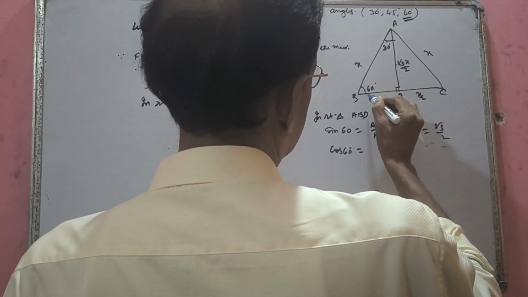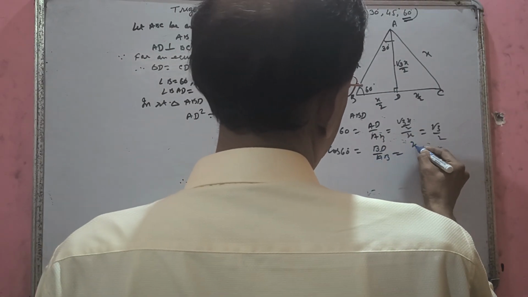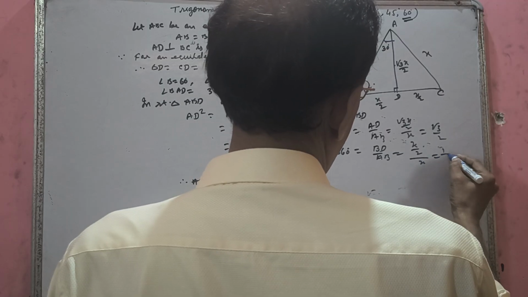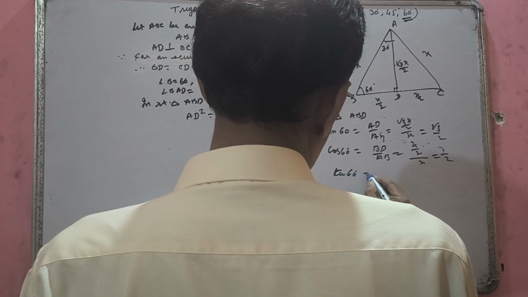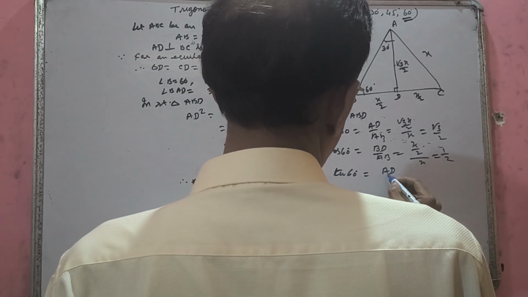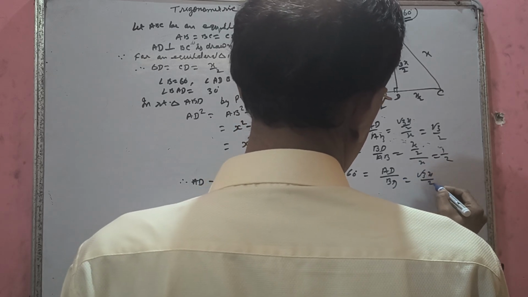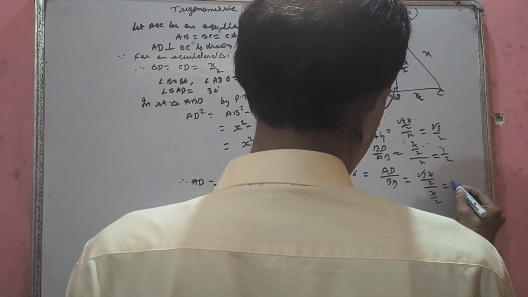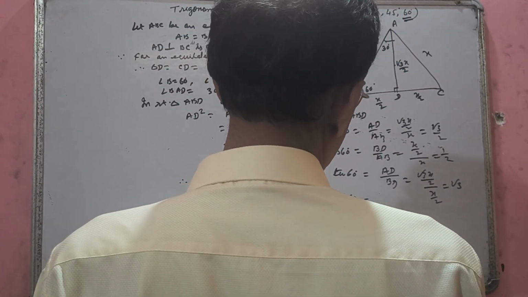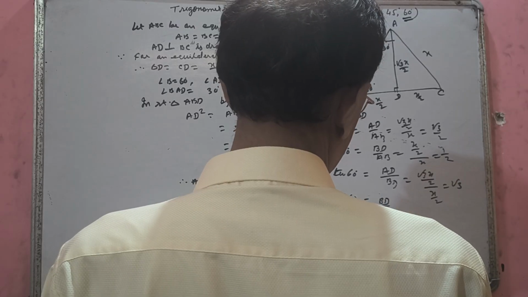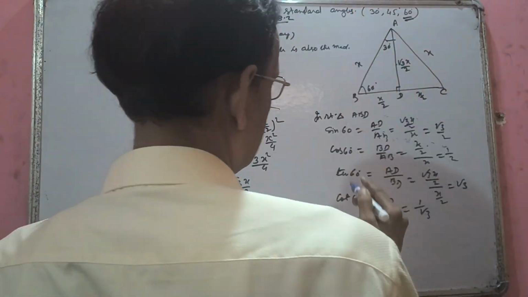Adjacent side. Cos 60 degree is BD by AB, so BD is x by 2, over x, which is 1 by 2. Then tan 60 degree equal to P by H, so AD by BD. So root 3x by 2 by x by 2, how much will you get? Is it root 3? Then cot 60 degree you can do reciprocal. So BD by AD, 1 by root 3, obviously the reciprocal of tan.